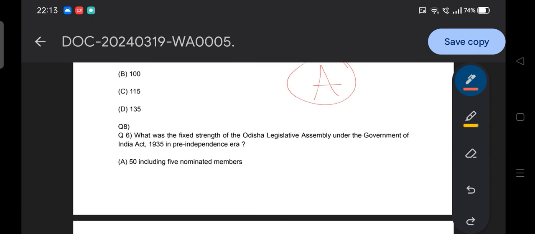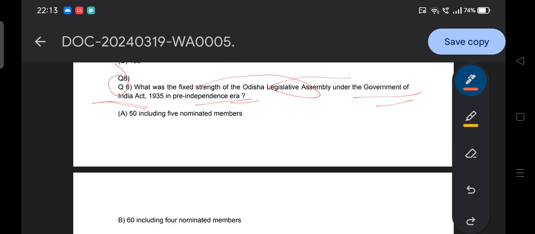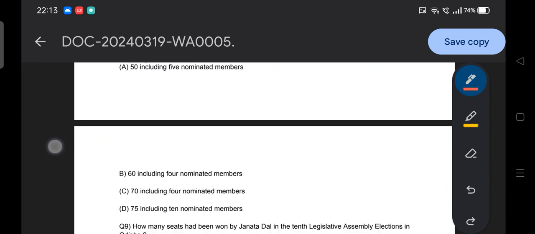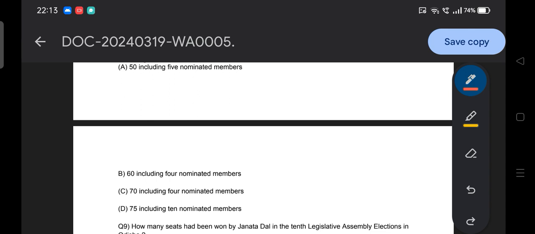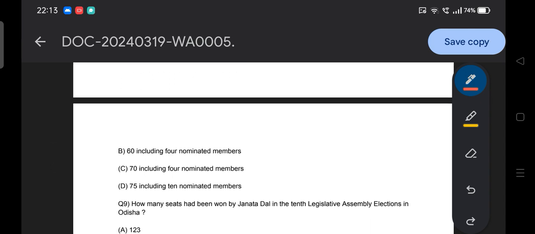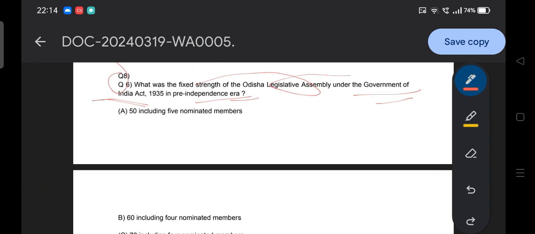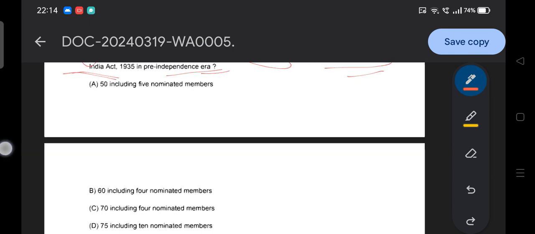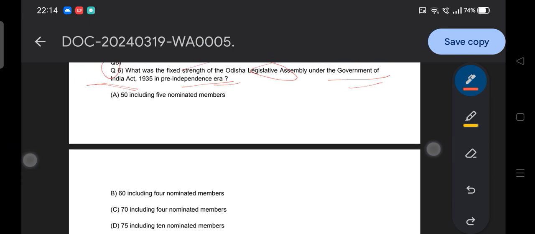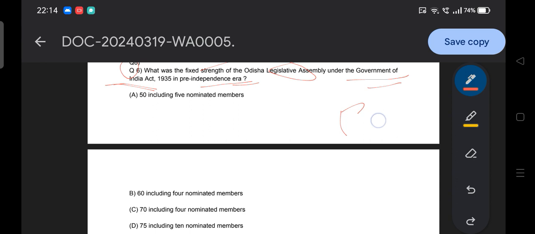Next, question number 4: what was the fixed strength of the Odisha Legislative Assembly under the Government of India Act 1935 in the pre-independence era? Option A 50 including 5 nominated members, B 60 including 4 nominated members, C 70 including 4 nominated members, D 75 including 10 nominated members. What is the answer? You can also provide it if you know. So the answer of this question is option B.